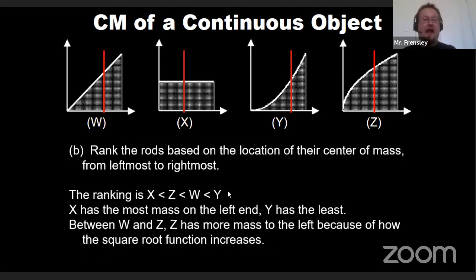If you want to, you can, but you should find that if the length is 4, then X's center of mass is at 2, and then I think Z's is at 2.4, W's is at 2.6 repeating, and Y's is actually at 3, if you want to go back and practice your calculus on this.